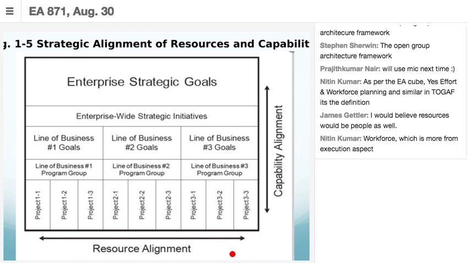So across the bottom axis is resource alignment, the allocation of resources to align with the initiatives, which align with the goals. The goals and the initiatives are to develop capabilities within the organization. That's the vertical. So we align the resources on the horizontal so that within the lines of business, we get to develop capabilities. And those capabilities are to support the strategic goals. So the A word in this course is alignment.